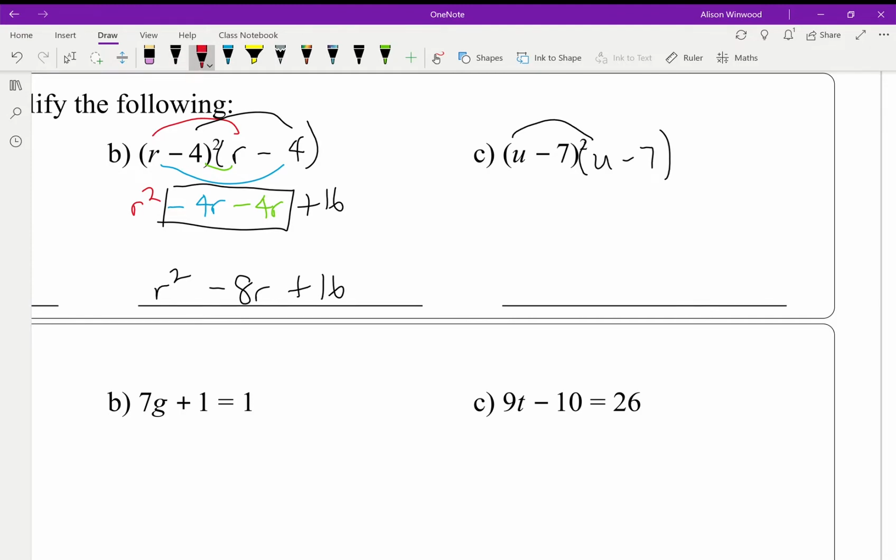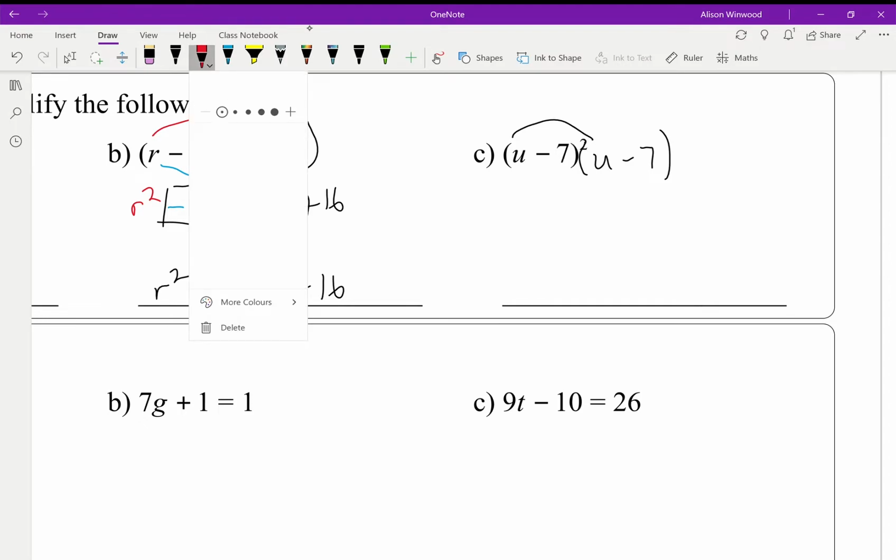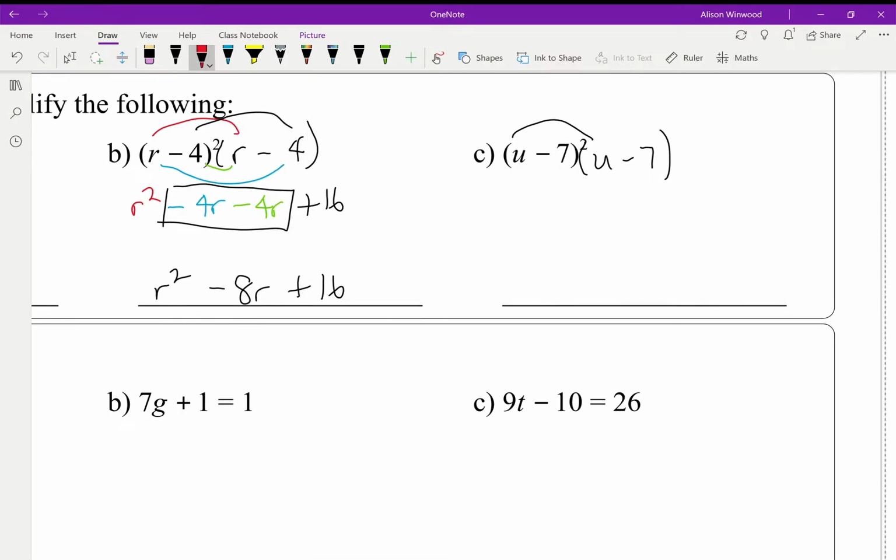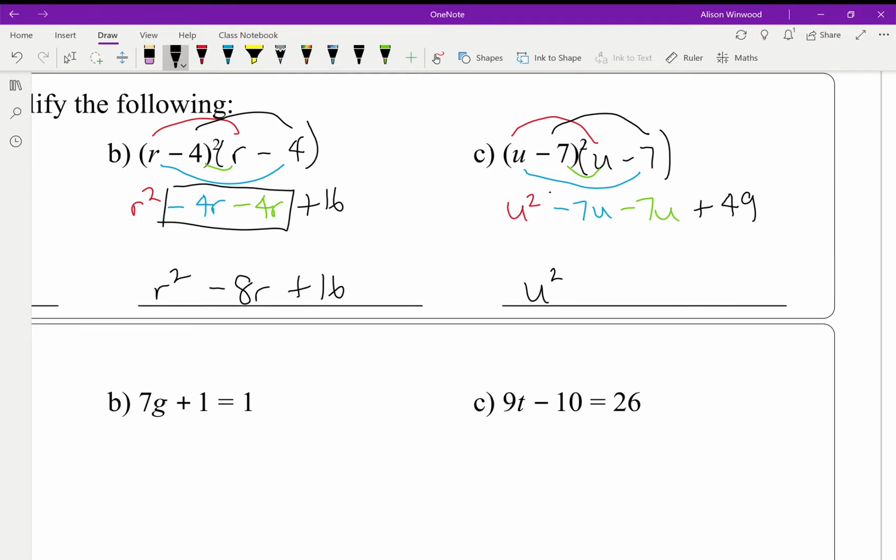Firsts, outers, inners, last. Again, negative times negative is positive, and simplify, putting the middle two terms together.